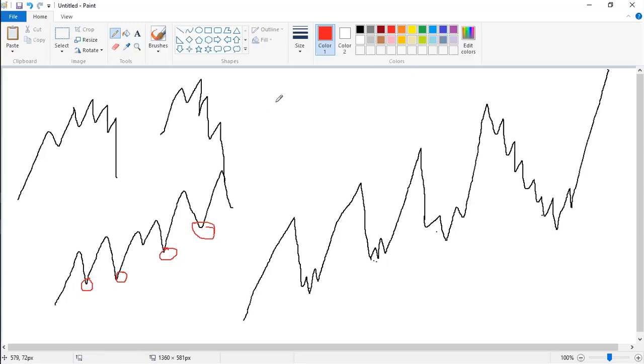Same in a downtrend. You can get them at lower highs. When price comes to make a lower high, you get a breaker. When they come back again, you get a mitigation block. These are the same areas where you can get your breakers and mitigation blocks.